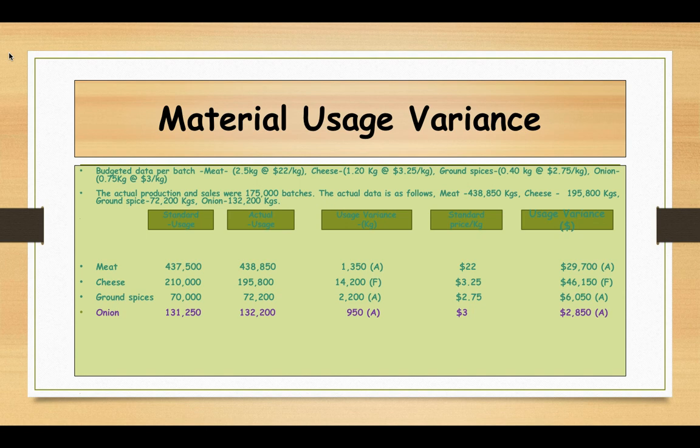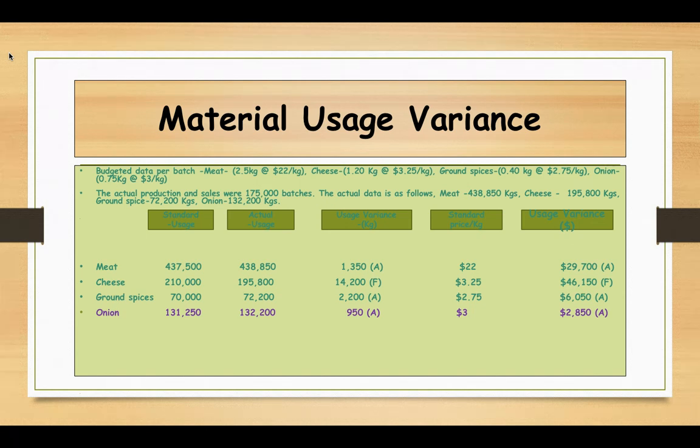We have produced 175,000 batches. According to the standard, each batch you produce, you should use 0.75 kilograms of onions. So 175,000 batches times 0.75, your standard usage should be 131,250 kilograms. But the actual usage is 132,200 kilograms. So we used 950 kilograms of onions more. So the usage variance in kilograms is 950 adverse.